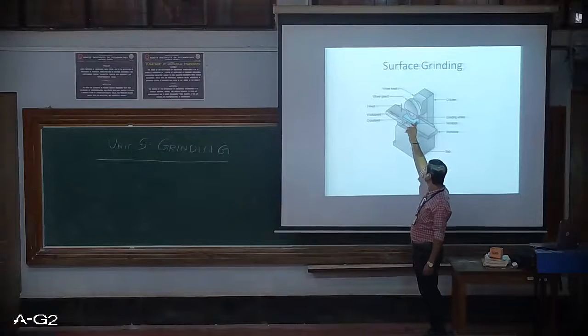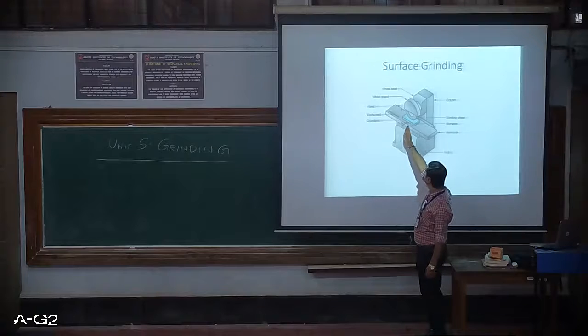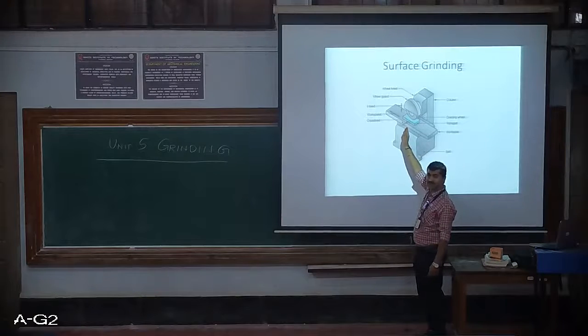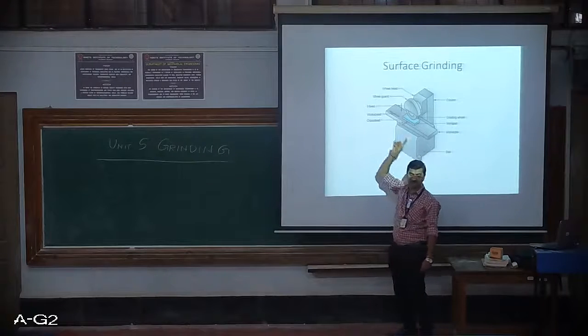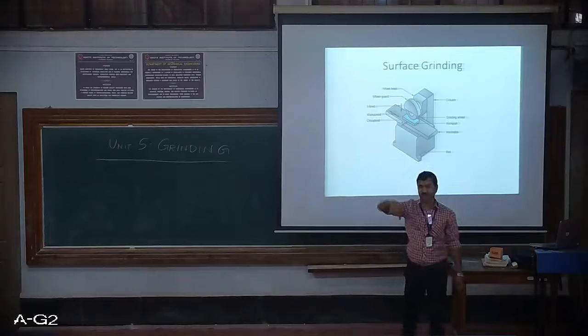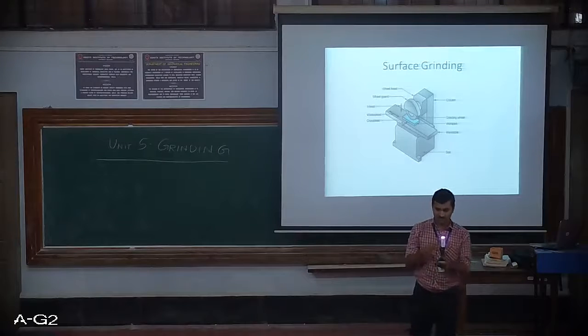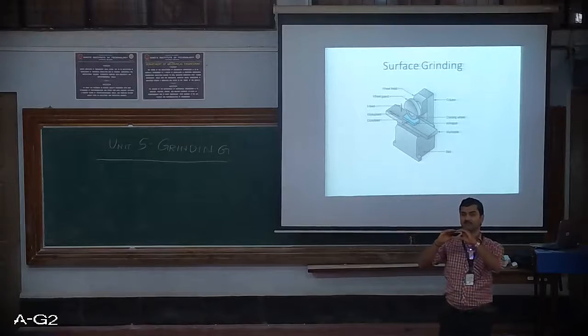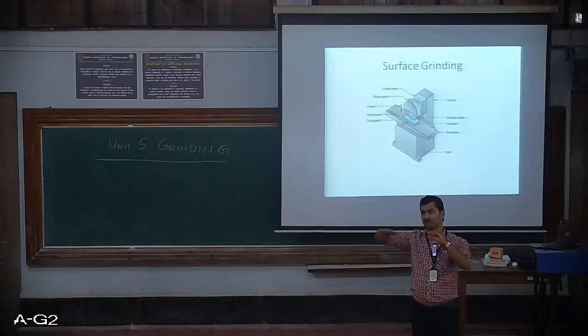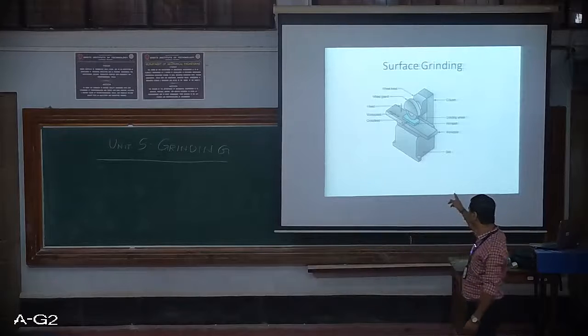So this wheel rotating at high speed takes part in your metal cutting operation. Can you see here something is written as in feed? What is in feed? It is nothing but the depth of cut. Suppose you have the thickness of the material as 10 mm, you want to eliminate 1 mm of the material, in feed will be 1 mm. So that much amount of material will be eliminated from the surface.